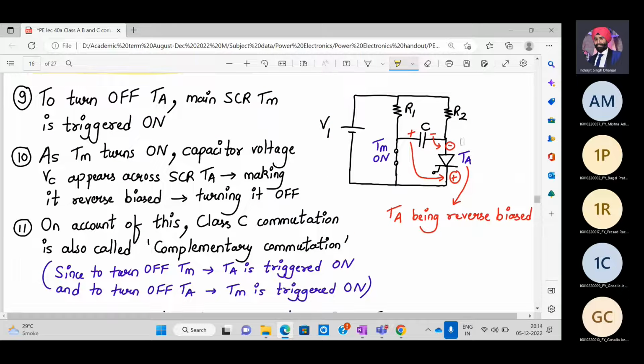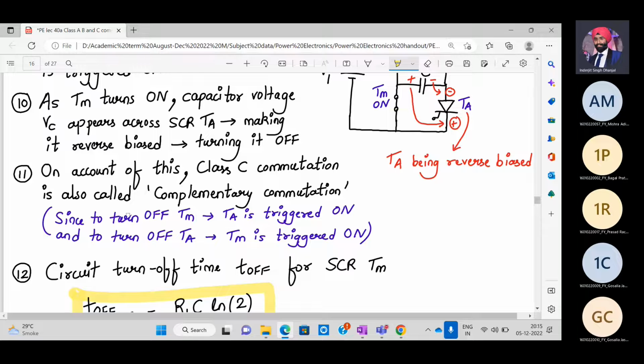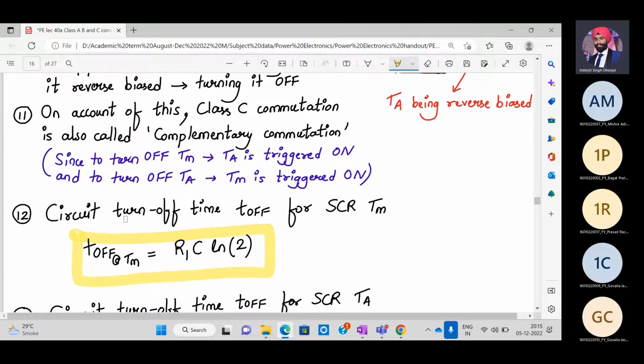Did you understand this? Again, I repeat. First, you turn on the main SCR. All right. Let the capacitor charge. It will hold the polarity in some direction. And now, in order to turn off the main SCR, you turn on the auxiliary SCR. So as soon as you turn on the auxiliary SCR, reverse voltage will appear across the main SCR to turn it off. Now, let's consider the auxiliary SCR is on and you want to turn it off. So in order to turn off the auxiliary SCR, you turn on the main SCR. So when the main SCR is on, the capacitor voltage will come in parallel with the auxiliary SCR, making it reverse biased, and hence the auxiliary SCR will turn off. So one is turned on to turn off the other. So that is what is called complementary commutation.